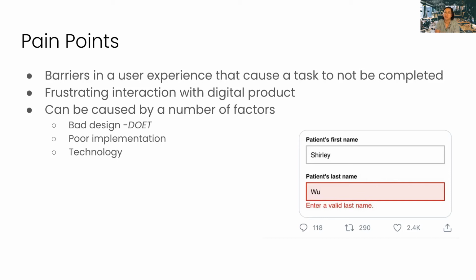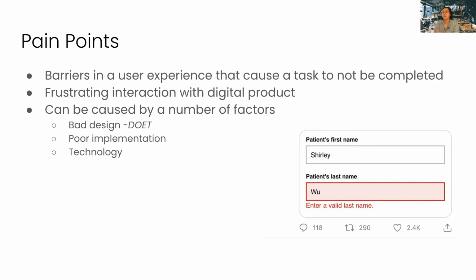Pain points in UX refer to barriers that cause a task to not be completed. These are frustrating interactions with digital products, and they can be caused by a number of factors. It can be your network connectivity. You might lose Wi-Fi and you just are not able to complete a task. Let's say you're buying concert tickets and your Wi-Fi goes out. That's really frustrating if you're in the middle of purchasing and for whatever reason your task isn't completed, and then you have to start over, right?